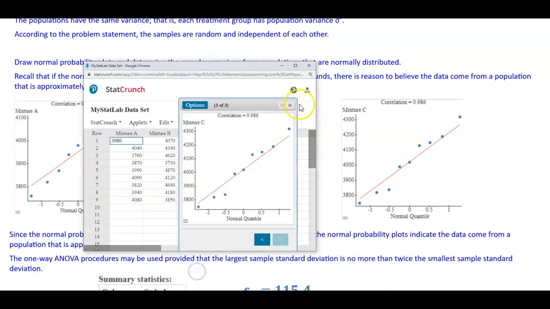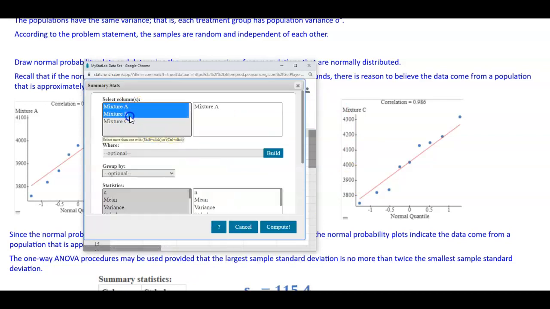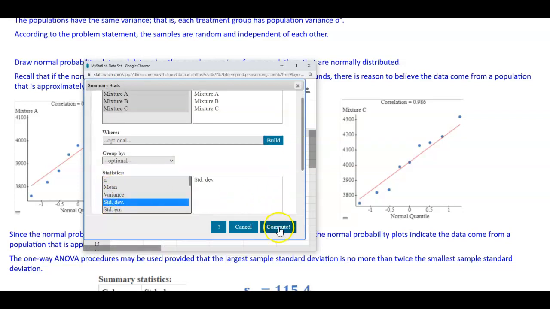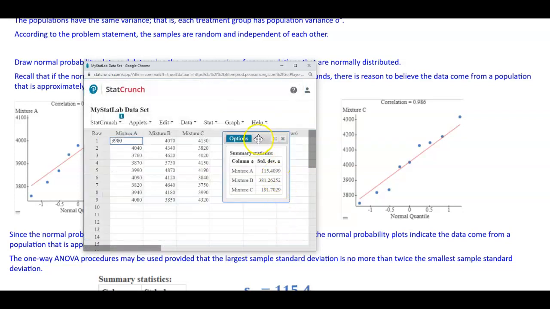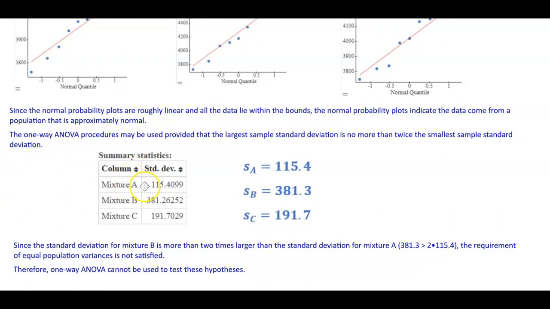So we need to come back in here in StatCrunch. We're going to go to Stat, Summary Stats, and then find the standard deviation of all 3 of these mixtures. So we take the standard deviation, and then we can see what we get there for this summary of stats. I copied the summary of stats here, and you can see that mixture A has a standard deviation of 115.4, mixture B has a standard deviation of 381.3, and mixture C has a standard deviation of 191.7.